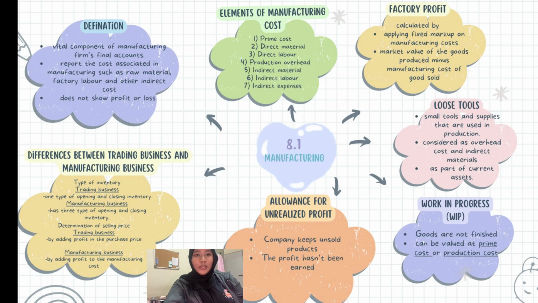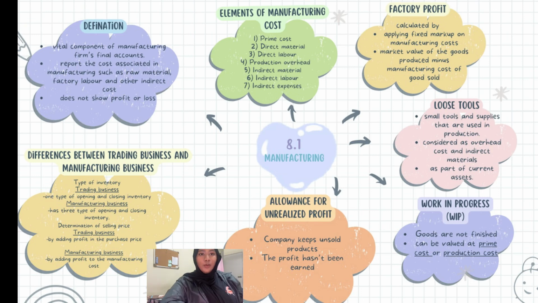So the next one is direct labor. Direct labor is a worker that is directly related to the making of the products. For example, the skilled workers that are involved in the making of the products. So the next one is production overhead, also known as manufacturing overhead or factory overhead. Production overhead is actually a cost that is incurred during the production process, but it is not directly related to the production. For example, indirect material, indirect expense, and also indirect labor.